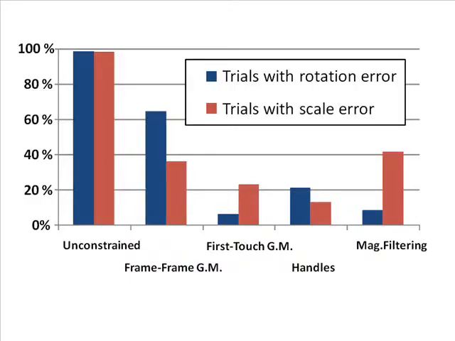We compared the techniques in a controlled experiment. We found that first touch gesture matching, handles, and magnitude filtering help users to avoid undesired operations. We also found that handles slow down the process significantly.